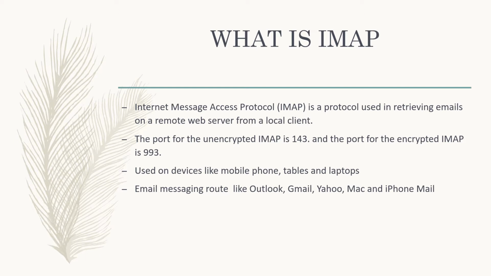IMAP is used on devices like our phones, our tablets, and our laptops, because all those devices are the go-to devices, so you can be able to view your messages while you're on the go. The email messaging routes used by IMAP are Outlook, Gmail, Yahoo, and Mac and iPhone mail.